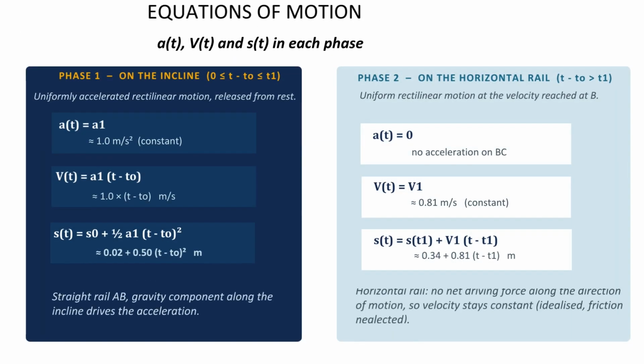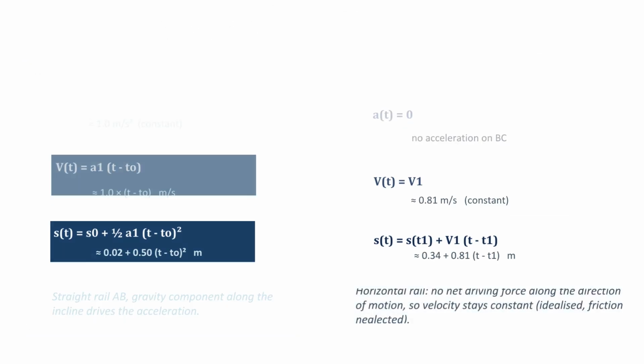Mathematically, we formulate this two-phase motion with classical kinematic equations. Phase 1 represents uniformly accelerated motion under gravity, whereas phase 2 is described by the simple uniform motion equation.